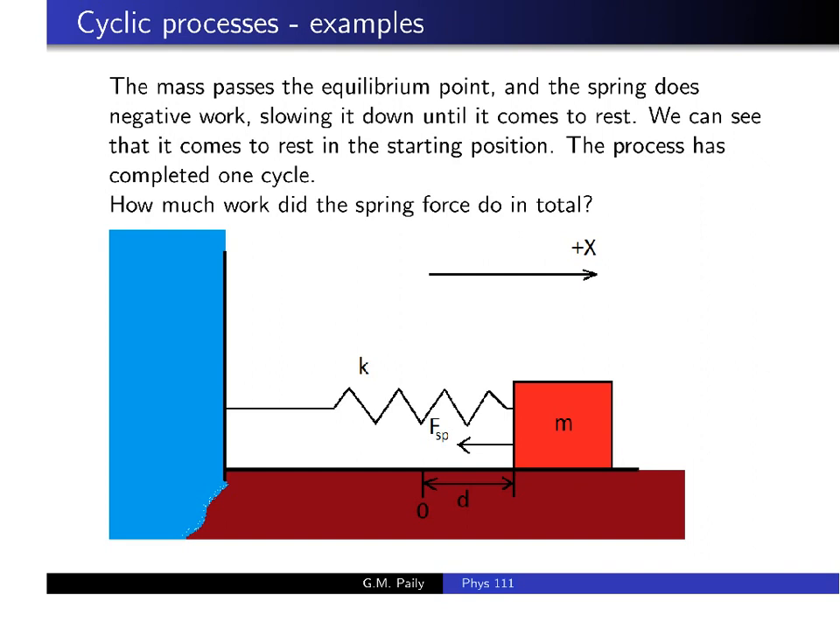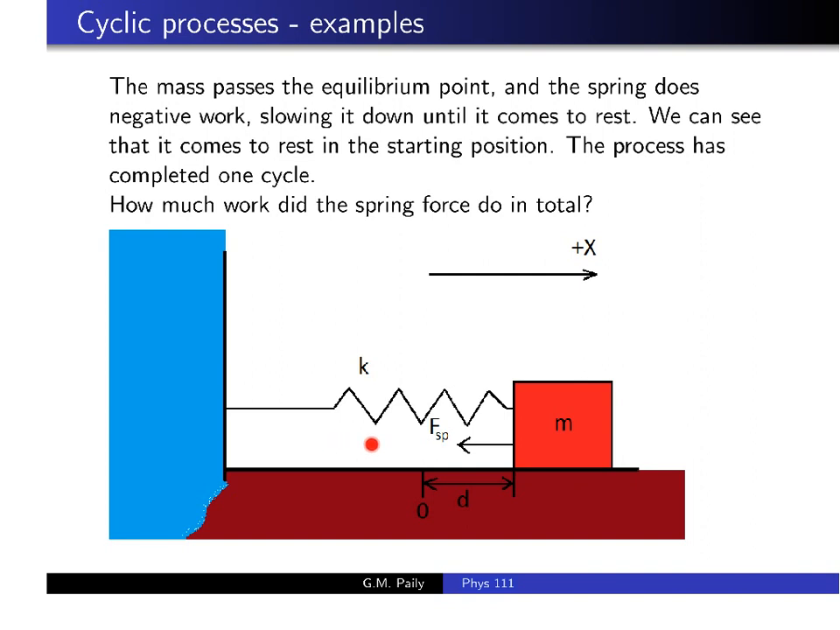And now we can ask, how much work did the spring force do in total? Well, what we see is that during this quarter, when it was moving in from the extreme position to the middle of the oscillation, at x equals 0, during that time, the velocity and the spring force were in the same direction, so the spring was doing positive work on the block. During this quarter, the spring was getting compressed, so the block was moving to the left, but the spring force was to the right, so it was doing negative work.